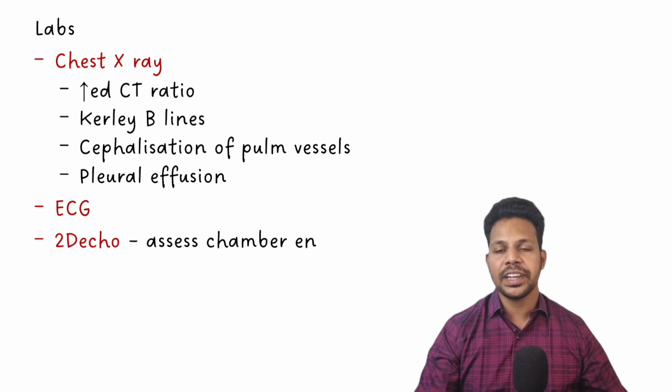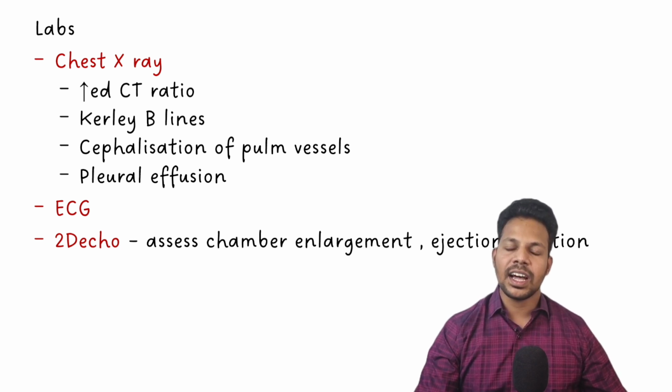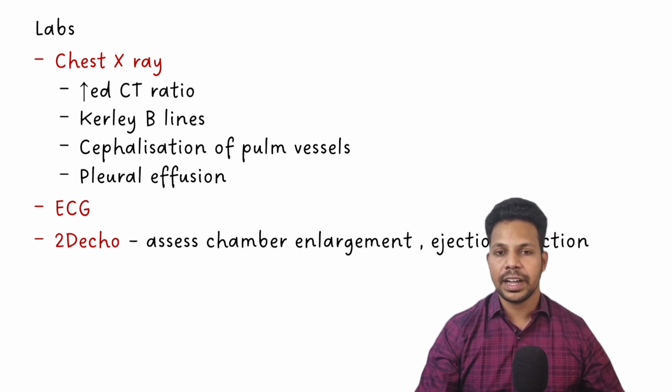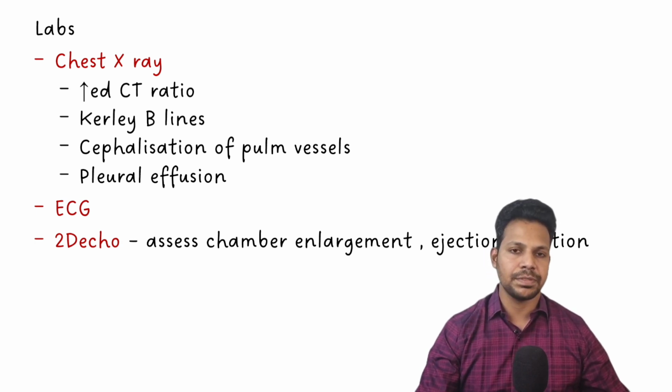And 2D echo will clearly tell you whether the chamber size is enlarged, and what the ejection fraction is, right? The entire classification of heart failure is based on the ejection fraction now. The 2D echo is going to give you that information.